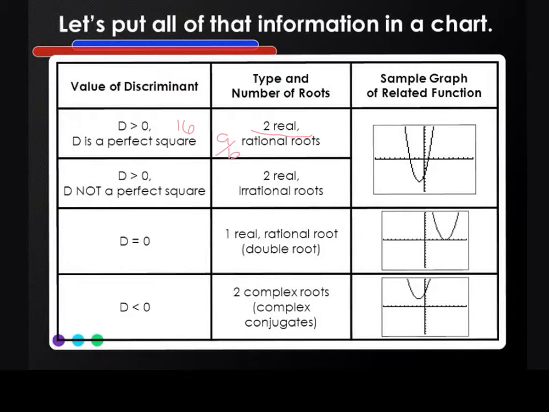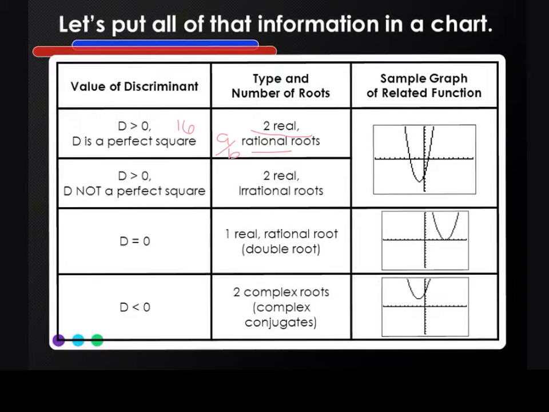Two real roots that are also rational. And as you can see by the diagram, that means that they're going to cross the x-axis in two different places. They might be fractional, but they'll not be a crazy number like pi or the square root of 2.